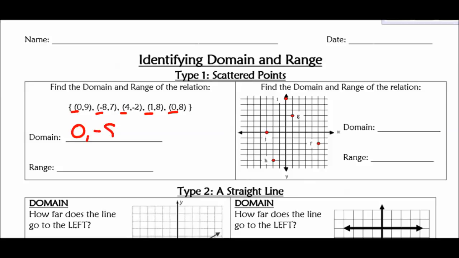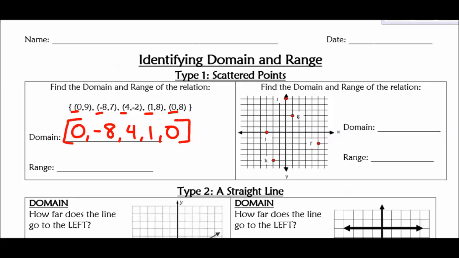0, -8, 4, 1, and 0. You don't really need to list 0 twice. If it repeats, you can just list it once. And I'm going to put these in brackets because we're going to deal with this a little bit later. But this is kind of getting into set notation, set builder notation.